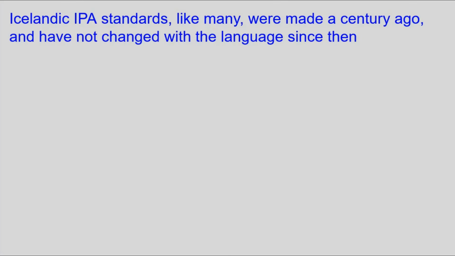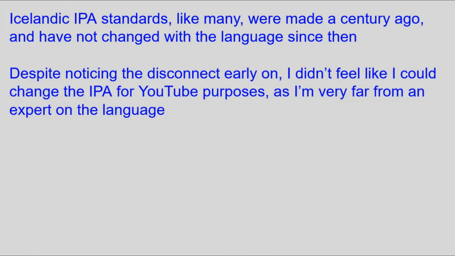First is Icelandic, which has a standard for IPA transcriptions that is apparently out of date by about 100 years. And when I was learning Icelandic, I noticed that the pronunciations I was hearing didn't match their IPA transcriptions, but I couldn't do much about it because I feel like it'd be super arrogant of me to try deviating from the IPA standards in a language I don't know super well.